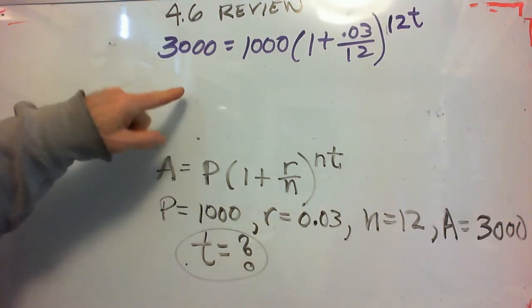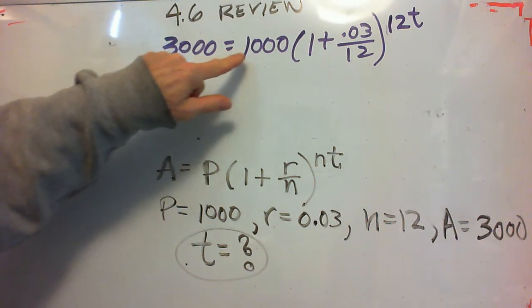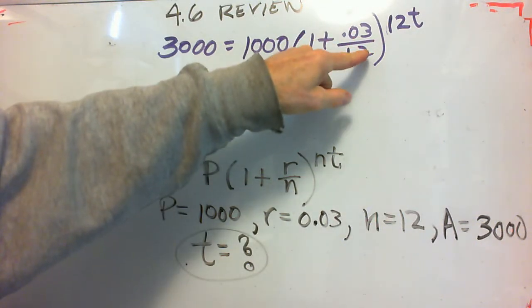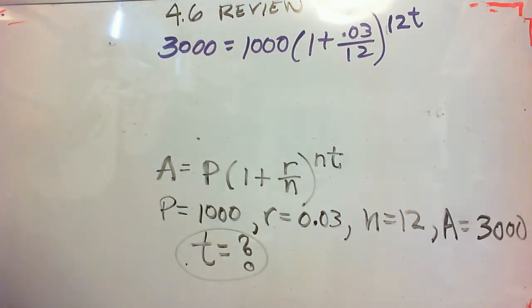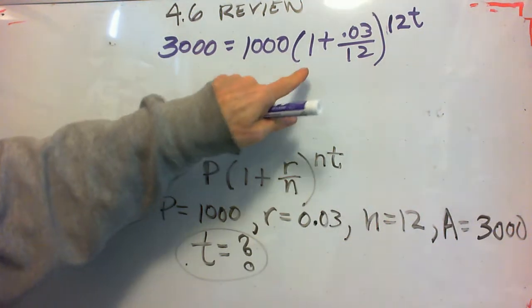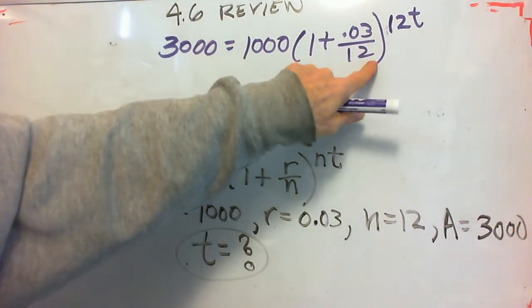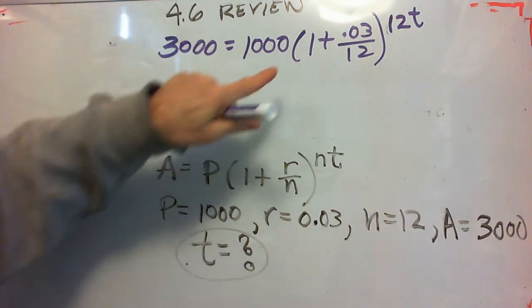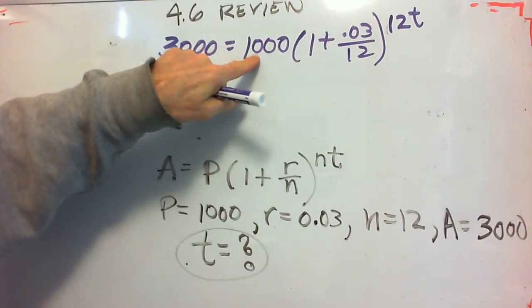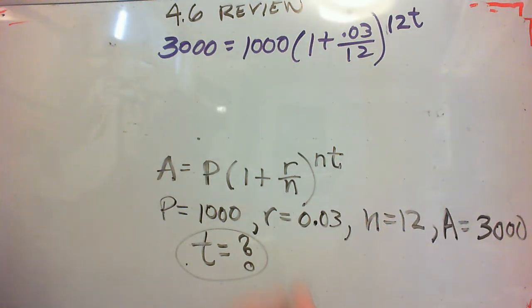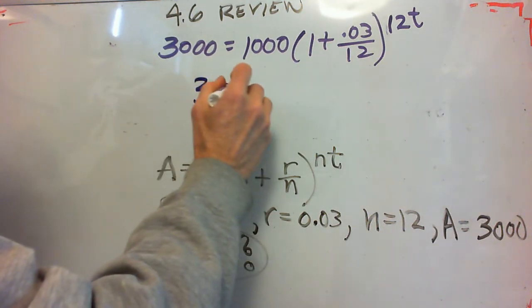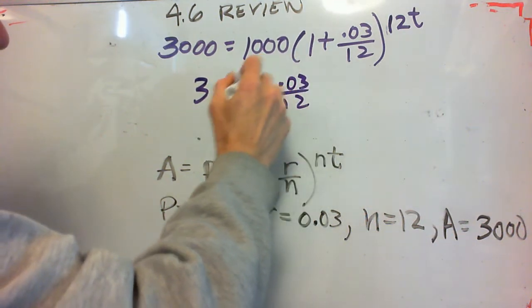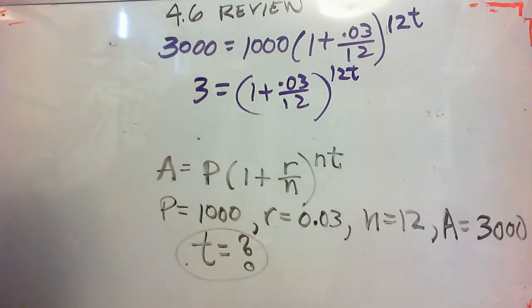So we plug the values in, and we get 3,000 equals 1,000 times the quantity 1 plus 0.03 over 12 raised to the 12t power. So this is an exponential equation. We have the quantity raised to an exponent. Our variable is in the exponent. So we want to isolate that quantity. We do that by dividing both sides by 1,000. So that gives you 3 equals 1 plus 0.03 divided by 12 to the 12t power.